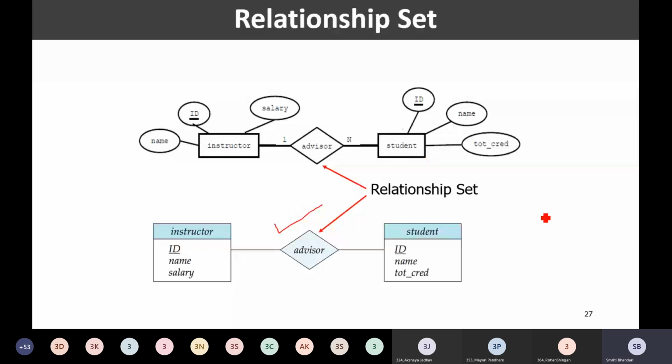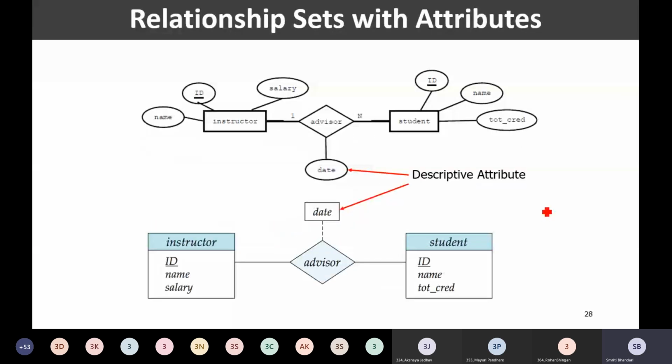Okay, so I hope the concept is clear. Let us proceed now to the next concept. As we have seen earlier, our relationship sets can have additional attributes, their own attributes. Let me give you the example. Here we are having advisor as the relationship between instructor and student.